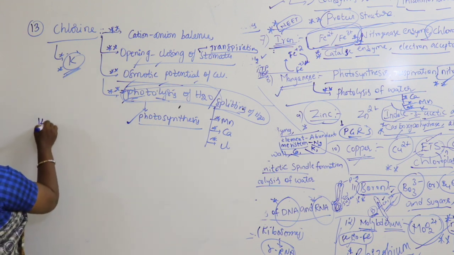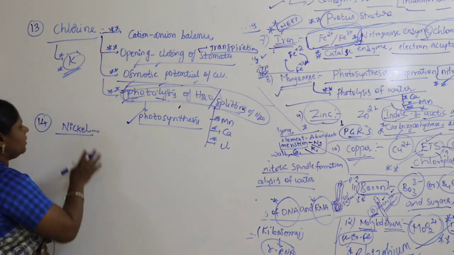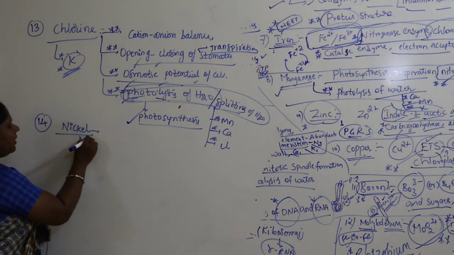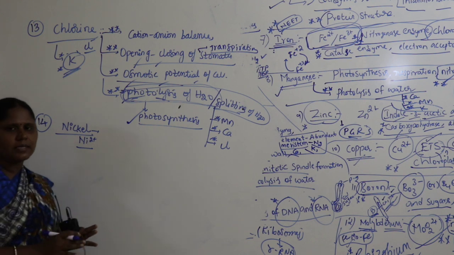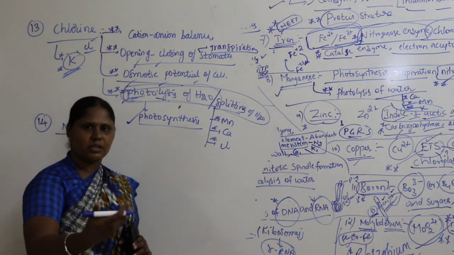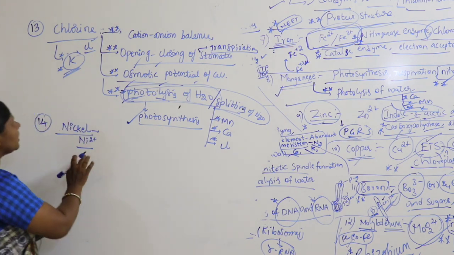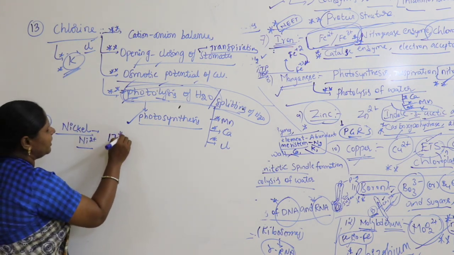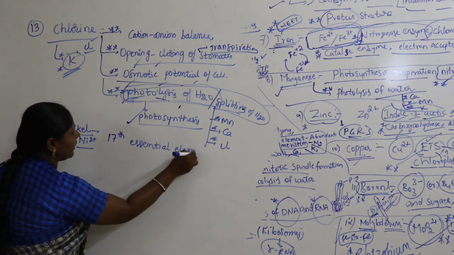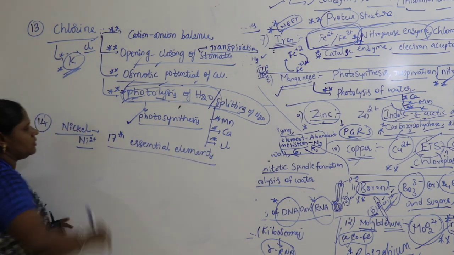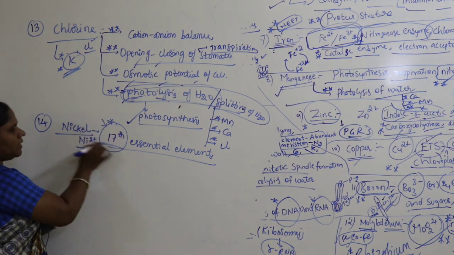Next is the next element, nickel. So here the nickel, if you take, this is nothing but Ni plus 2, and the chlorine is also absorbed in the form of Cl minus. Guys, as I told you, which are the mono elements, which are the divalent elements, you have to remember very clearly. Now coming to nickel, this is the 17th essential element, recently identified and joined in the list of minerals. Very recently found, a new one, the 17th element.